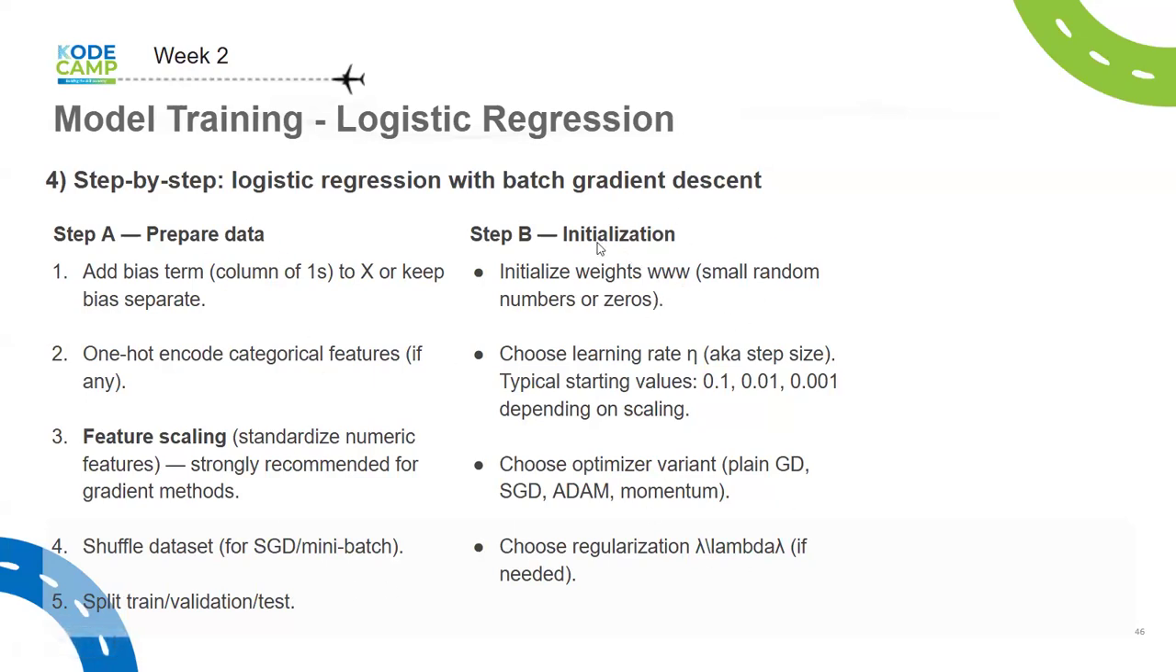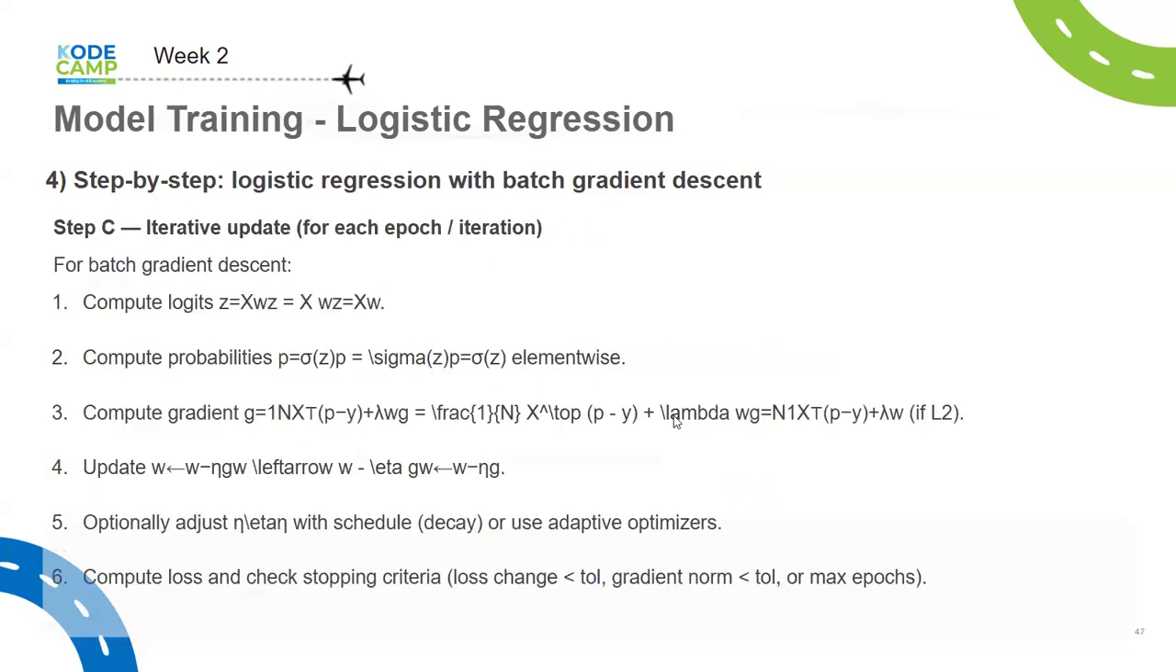Then the next step is just a training loop, which we have already done. Initialize your weights, choose your learning rate. You can start from 0.1. If it is too much, you go to 0.01. If that is still too much, you go to 0.001. And then you choose your optimizer. For now, we're using gradient descent. Then you can do regularization. We're not doing regularization for now.